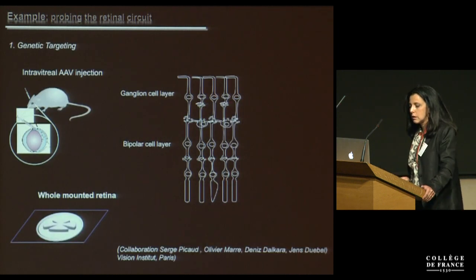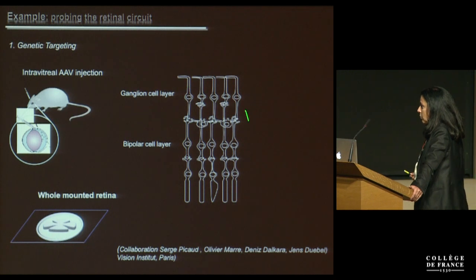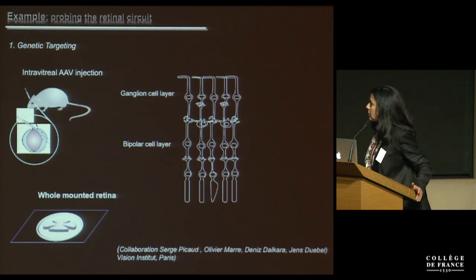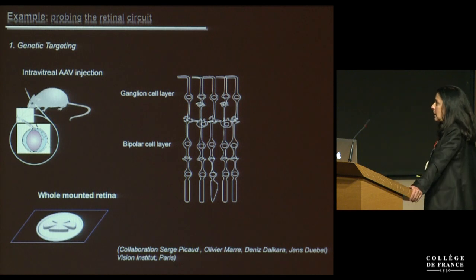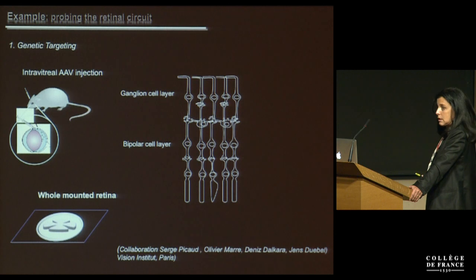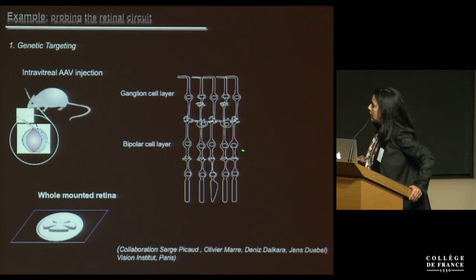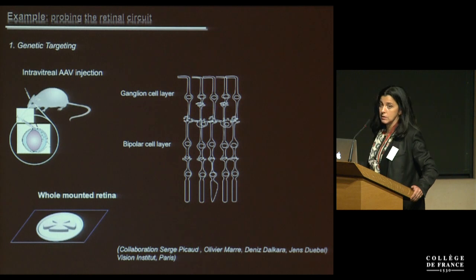And so this is specifically the configuration that we have optimized in order to have a system that was usable for the collaboration that we set up together with the group of Serge Picaud, Deniz Dalkara, and Jens Duebel, and the collaboration with Olivier Marre. So here the question of Olivier was, can we understand how bipolar cell layers are interacting with the ganglion cell layer? So can we understand how, given a certain activation pattern in the bipolar cell layer, we can modify or evoke a certain response in the ganglion cell layer?